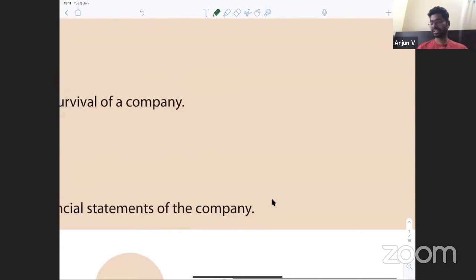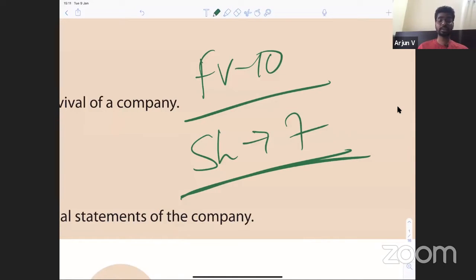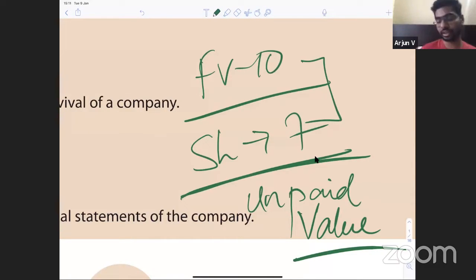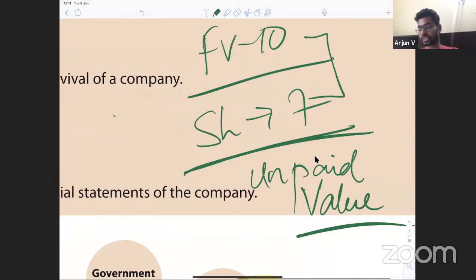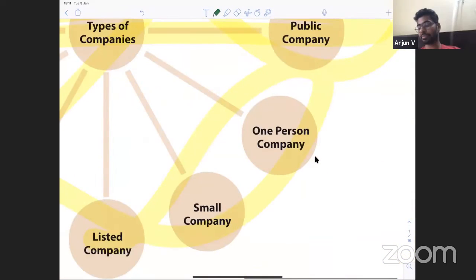Let's say the face value of the share is 10 rupees and the shareholder has paid 7. Out of 10 rupees, how much has the shareholder paid? 7. The company went into liquidation. Liquidation means the company is getting closed down. When the company is getting closed down, the liability of the shareholder will only be equal to the unpaid value of the share. And what is the unpaid value in this case, guys? What is the unpaid value here? Correct. The unpaid value is 3 rupees. This 3 rupees which the shareholder has not paid, his liability will only be 3 rupees.